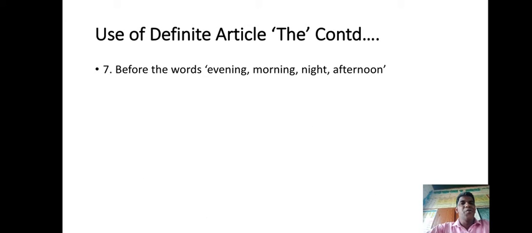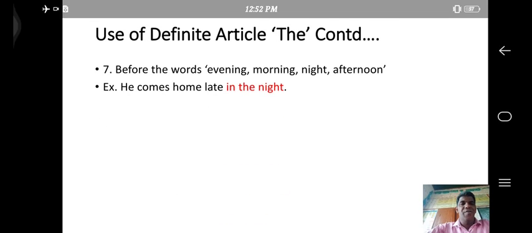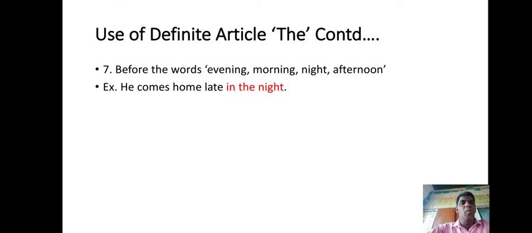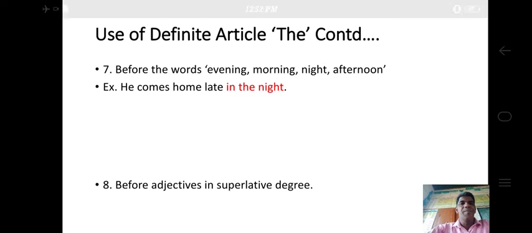The article "the" is used before the words evening, morning, night, afternoon. For example, he comes home late in the night. So before the noun night, the article "the" is used. Similarly, the morning, that is in the morning, in the evening, in the afternoon.